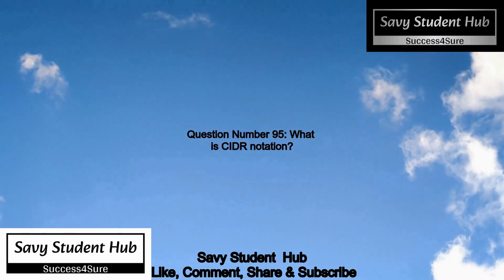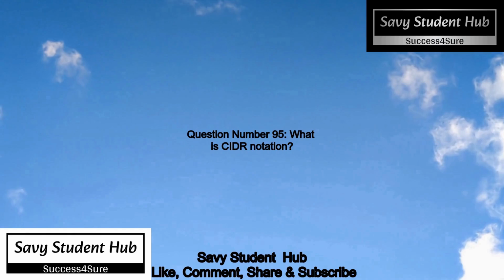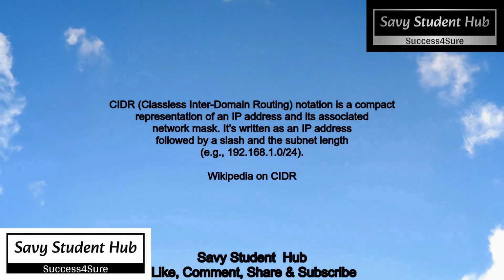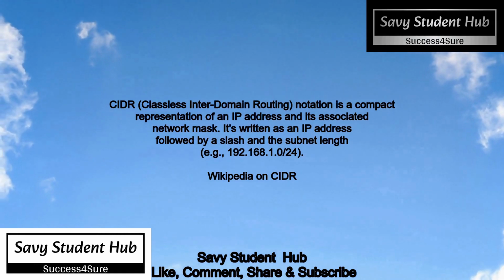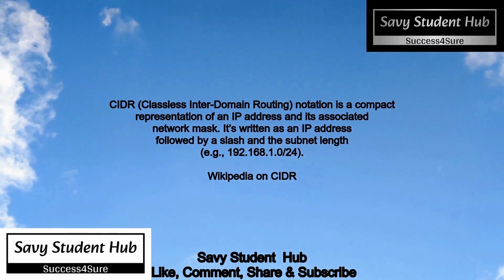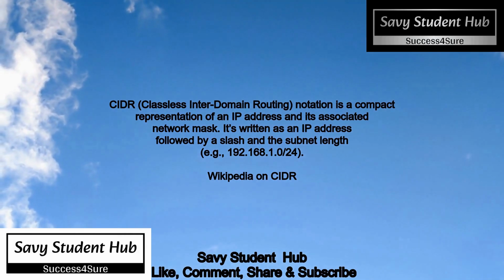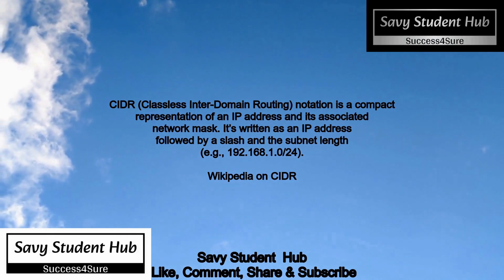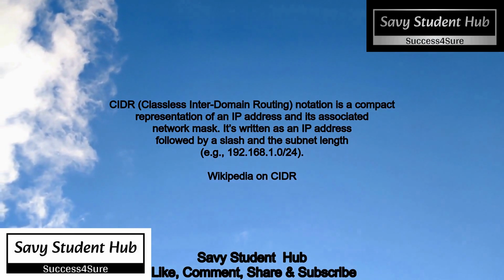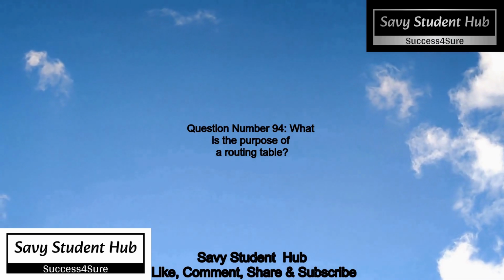Question number 95. What is CIDR notation? CIDR, Classless Inter-Domain Routing notation, is a compact representation of an IP address and its associated network mask. It's written as an IP address followed by a slash and the subnet length, e.g. 192.168.1.0/24.